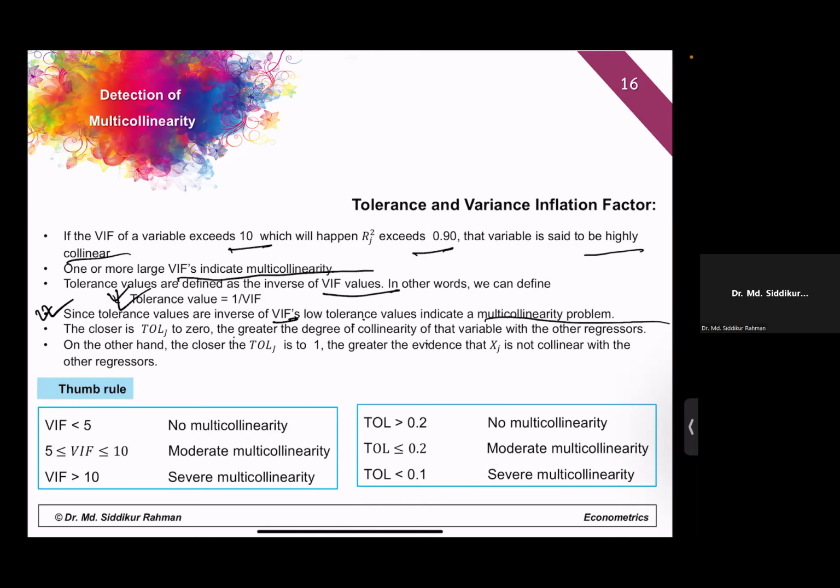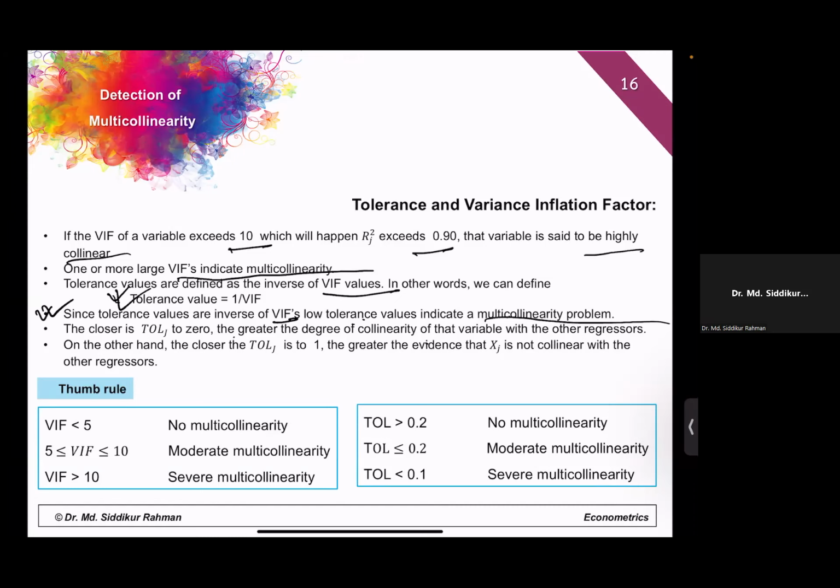Okay, repeat. Somebody please repeat. What is the rule of thumb for variance inflation factor and tolerance limit? If VIF is less than 5, no multicollinearity. If VIF ranges from 5 to 10, then it's called moderate multicollinearity, and VIF greater than 10, it's called severe multicollinearity.